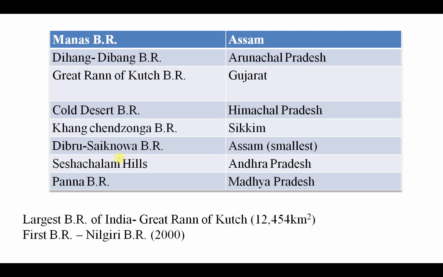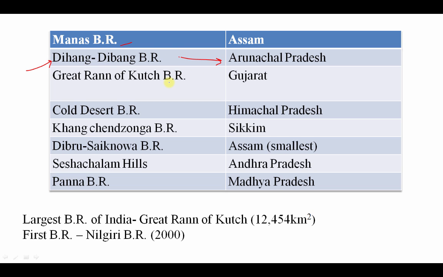Okay, and the others which are not included in the Man and Biosphere Reserve but are Biosphere Reserves of India are these. Okay, the Dihang-Dibang. You know that the Dihang and the Dibang are two rivers, small tributaries of the Brahmaputra. Okay, it is in Arunachal Pradesh.